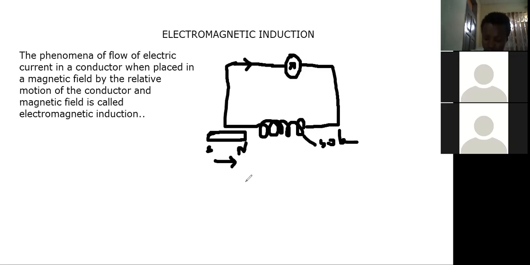The second one, this thing is the north pole of a magnet moving towards the coil. So you realize that the north pole is moving towards this coil. Let's call this solenoid. So that's the first experiment. I'm also going to consider experiment 2. The experiment 2 is the same thing like this, but this one is straight.